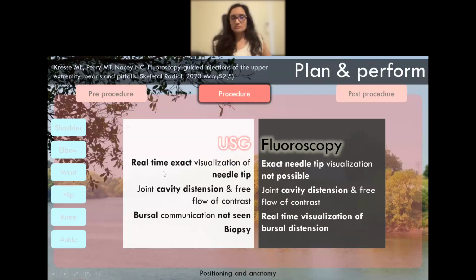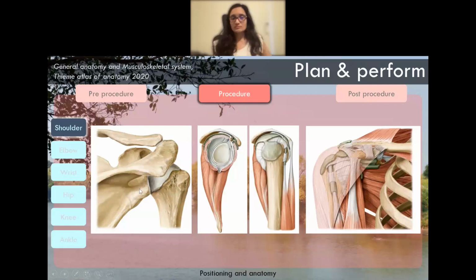aspirations. Regarding the modality, ultrasound has the real-time exact visualization of the needle tip, which is not feasible with fluoroscopy. But still, fluoroscopy is preferred for arthrograms because we can see the contrast filling up the joint cavity, and also whether it is overfilling and exceeding into the recesses. And sometimes if there is pathological communication into the bursa, we can see even the bursa getting distended in fluoroscopy, which is not always possible in case of ultrasound. But the advantage in ultrasound is we can even do the biopsies along with this kind of intervention and aspirations.